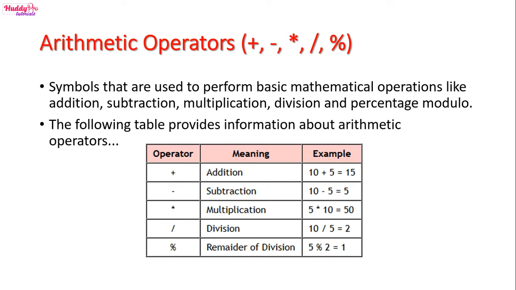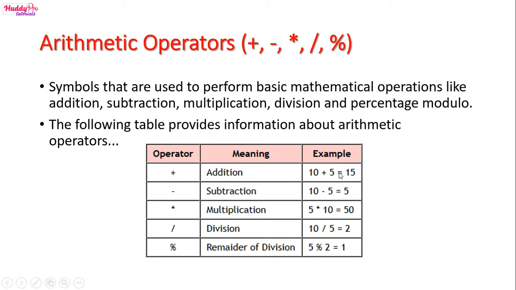We have the arithmetic operators. These are symbols that are used to perform basic mathematical operations like addition, subtraction, multiplication, division, and the percentage modulo. This table tries to describe and explain, by showing an example, how each operator works. This addition operator can be used with numeric data types. So this is the addition operator. And when used with numeric values, it performs mathematical addition, and with character data type values, it performs concatenation.